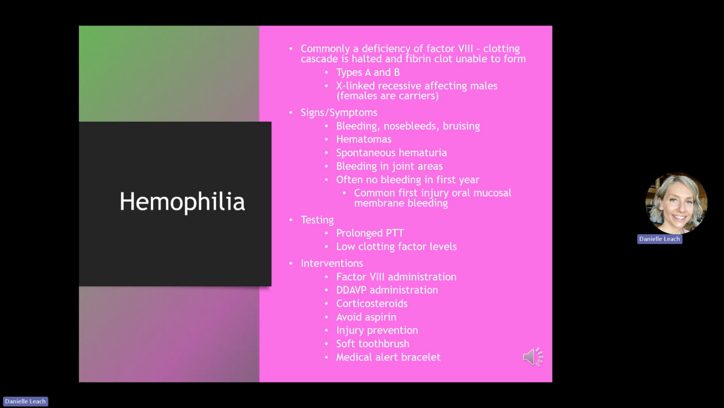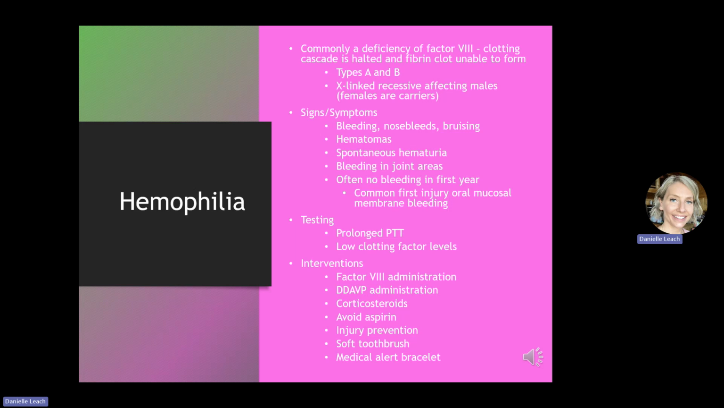This is X-linked recessive, so it mainly affects males. Females are usually termed carriers and either don't have symptoms or have very, very mild symptoms. The symptom of it is bleeding. So any type of bleeding like nosebleeds, blood in the urine, blood in the stool, bruising, petechiae, large hematomas under the skin. They can even have bleeding in the areas around their joints.